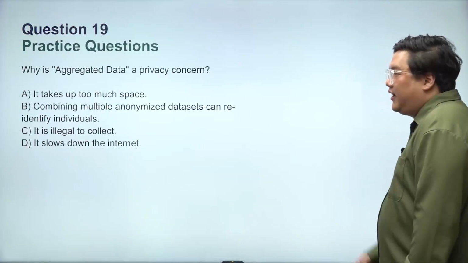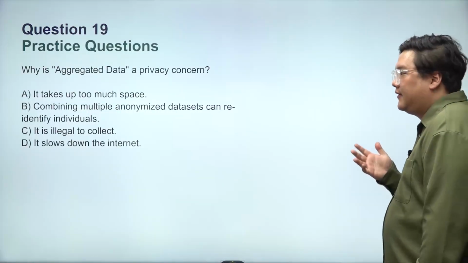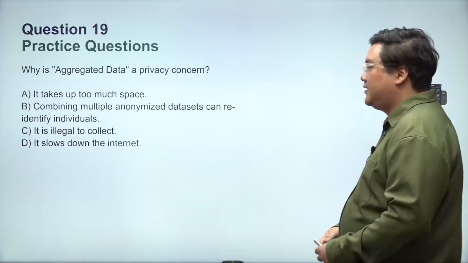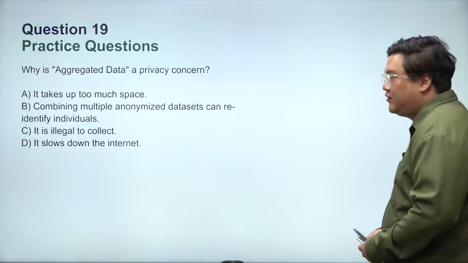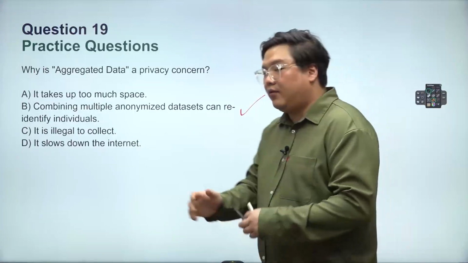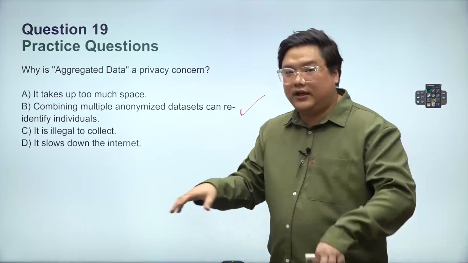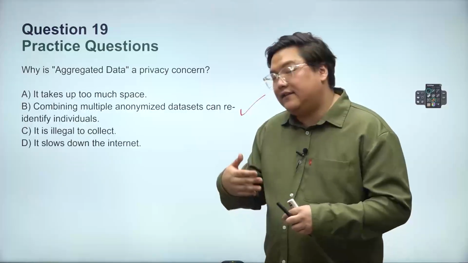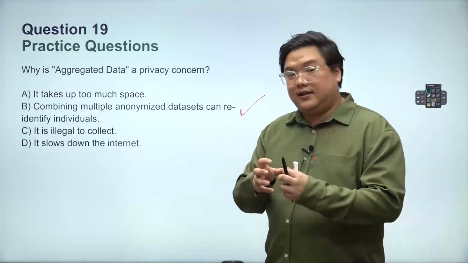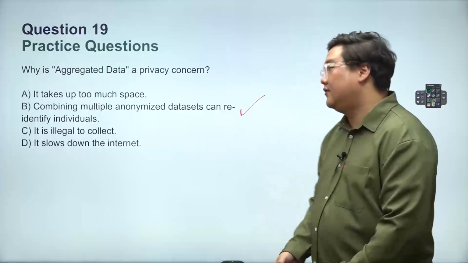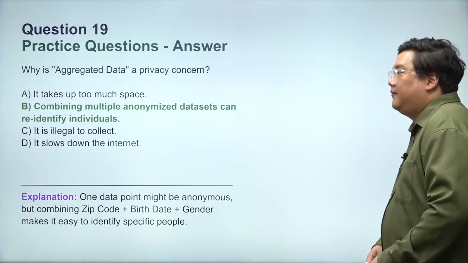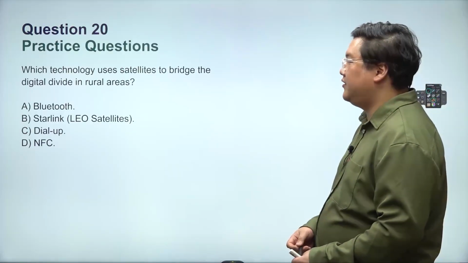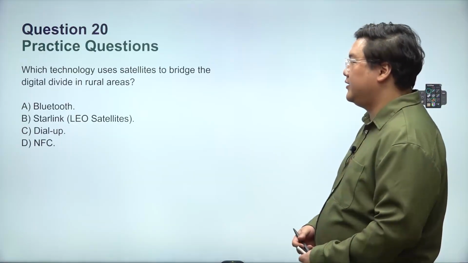And then why is aggregated data a privacy concern? It takes up too much space. Combining multiple anonymized data sets can re-identify individuals. So that was it, right? So with those data individually, like your zip code, they won't be able to identify who you are. But when you combine these, then you can be identified. So let's go with B.